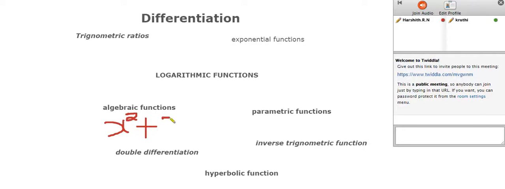plus 5. You have to put this as y equals, once you call it an equation, it must have LHS and RHS. If you call it an expression, it has only one term, it may be LHS or RHS, and need not have both sides. That is the main difference between an equation and an expression. So for an algebraic function, both should be there. You can give another example. Can you tell me another example of an algebraic function? 5x square plus 4x plus 6. Very good. 5x square plus 4x plus 6.